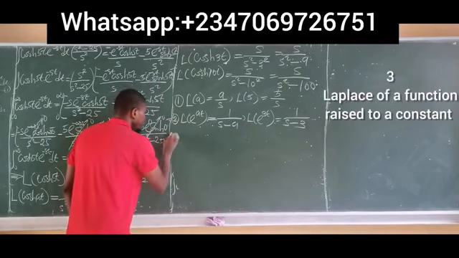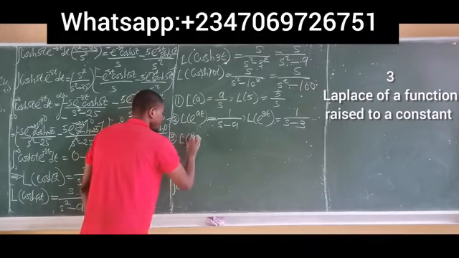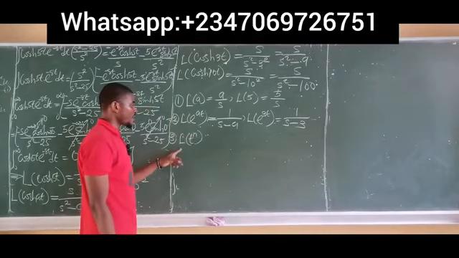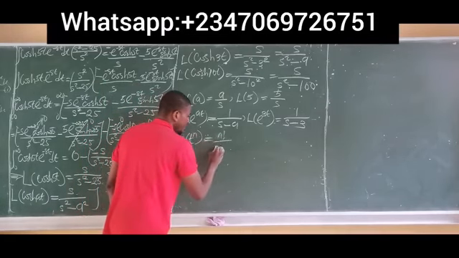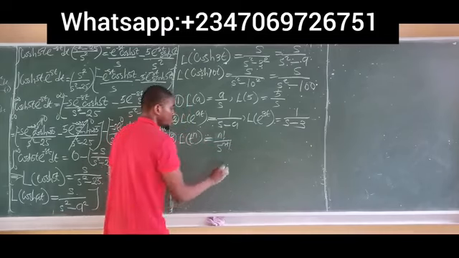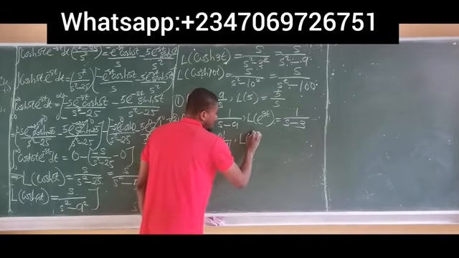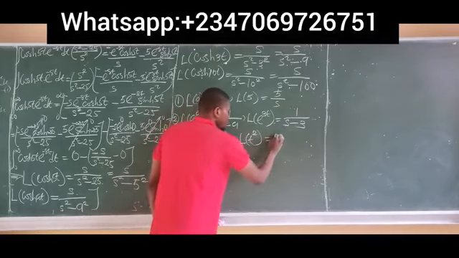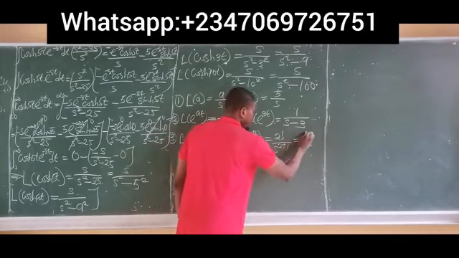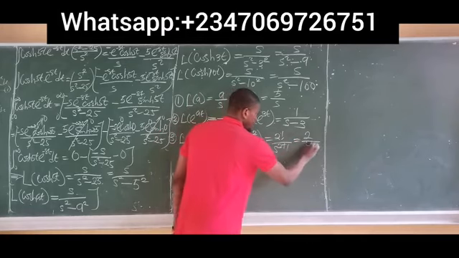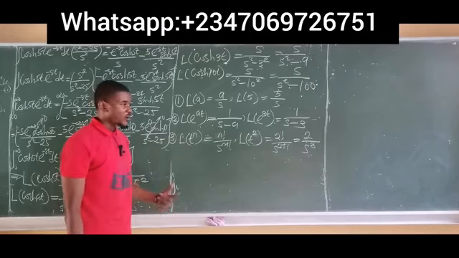The third is the Laplace transformation of a function raised to an integer n, or a number. So if I have to find Laplace of t to the power of n, I said it's going to be what? n factorial all over s to the power of n plus 1. Hence, if you're asked to find the Laplace of t to the power of 2, it is simply going to be what? 2 factorial all over s to the power of 2 plus 1. And 2 factorial remains 2 all over s, and 2 plus 1 remains what? 3. That becomes the Laplace of a function raised to a constant or an integer.